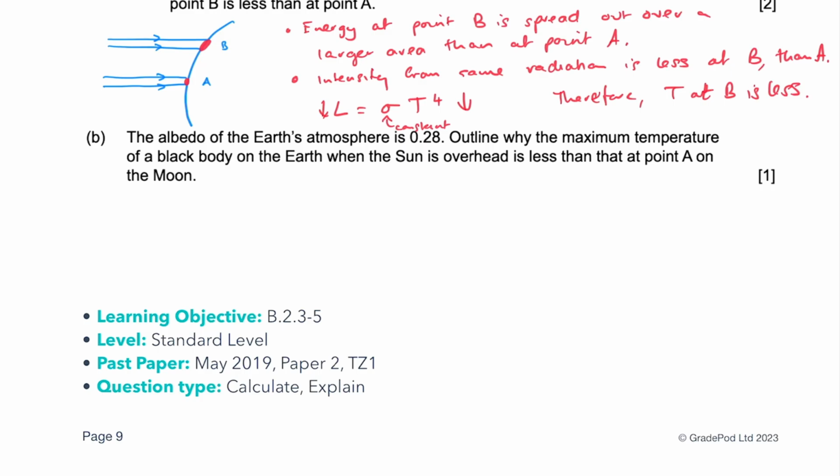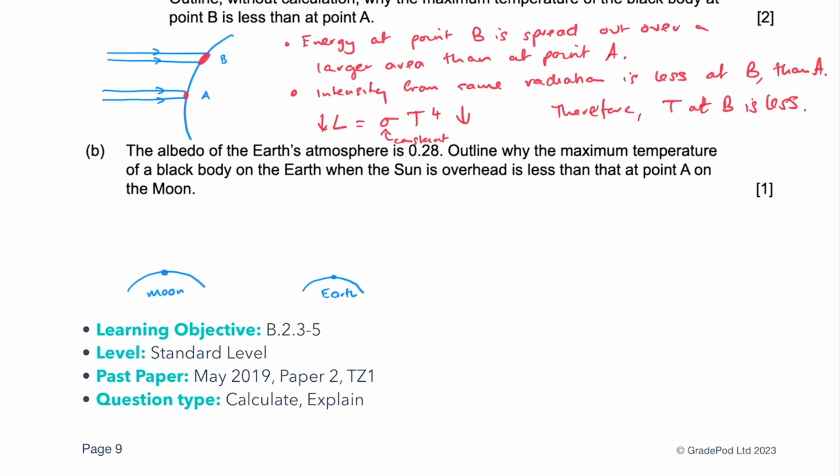B. The albedo of the Earth's atmosphere is 0.28. Outline why the maximum temperature of a black body on the Earth when the sun is overhead is less than point A on the moon. Let's look at the moon and the Earth. This is the moon, this is the Earth, and our black body is here. They're both the same distance away from the sun according to this question, which means they both receive 1,400 watts per meter squared from the sun. What's different? The Earth has an atmosphere, and that atmosphere reflects back 28% of the solar radiation, and it only transmits through 72%. So actually only 1,008 watts per meter squared get through the atmosphere.